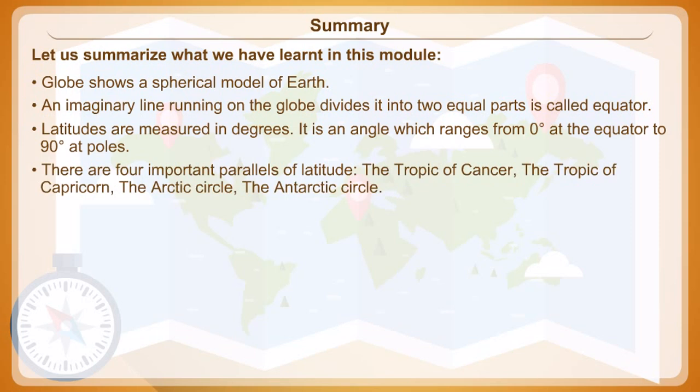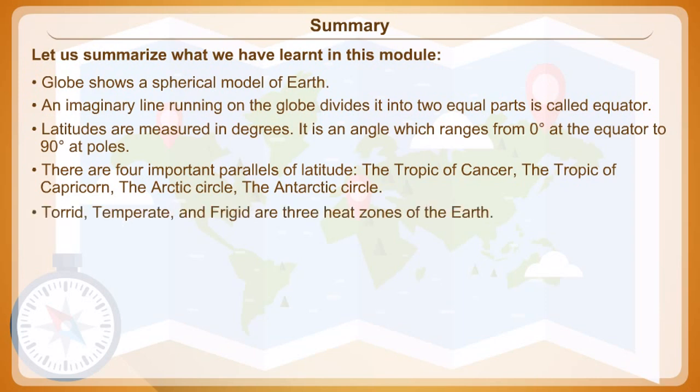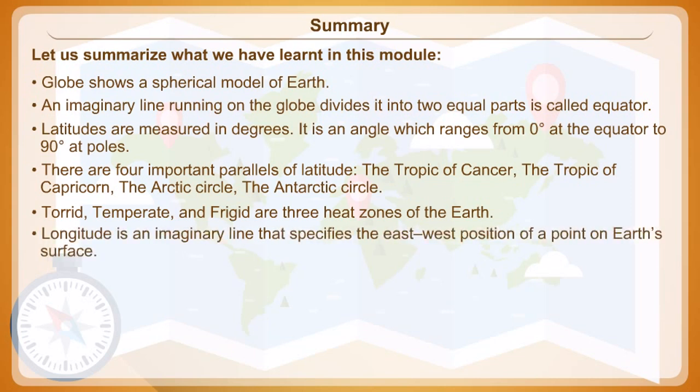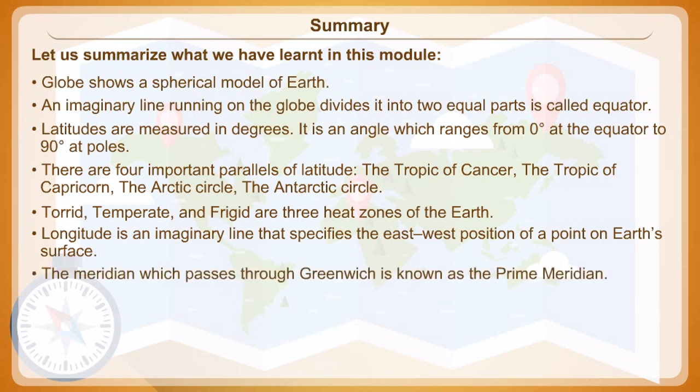There are 4 important parallels of latitude: the Tropic of Cancer, the Tropic of Capricorn, the Arctic Circle, the Antarctic Circle. Torrid, temperate and frigid are 3 heat zones of the Earth. Longitude is an imaginary line that specifies the east-west position of a point on Earth's surface. The meridian which passes through Greenwich is known as the prime meridian.